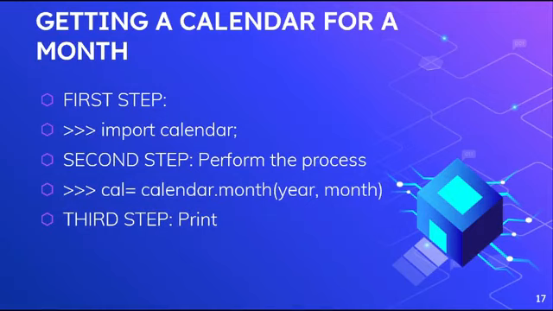In getting a calendar for the month, it is important to import first the calendar. Next, we shall use the function month and indicate the year, like for example 1970 up until 2019 and so on and so forth, and then the month. We usually indicate it as numbers 1 to 12, from which 1 serves as January, 2 serves as February, so on and so forth, up until 12, which is December.